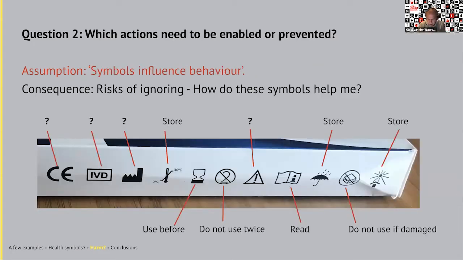The second question is about the actions that need to be enabled or prevented. Again, I use the COVID test packaging as an example. There is no hierarchy in this line of pictograms, so it is likely that persons will have to look at them all. Out of the 11 pictograms, only 2 are remotely interesting when you buy this package. Only 1, read the instructions before use, is useful when you want to test yourself.